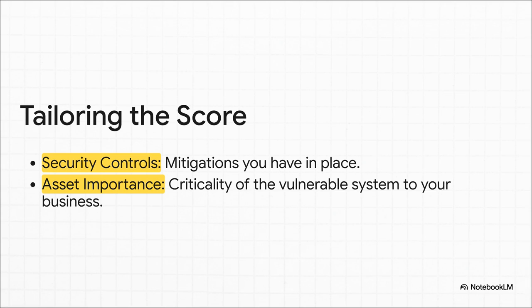Like, do you have some other security tool, like a firewall, that already stops this kind of attack? And how important is the vulnerable system? Is it just a test server in a lab? Or is it the database with all your customer data? A critical vulnerability on a junk machine might be a low priority, but a medium one on your payment server, well, that's a 5-alarm fire.